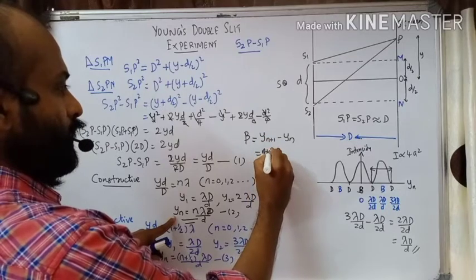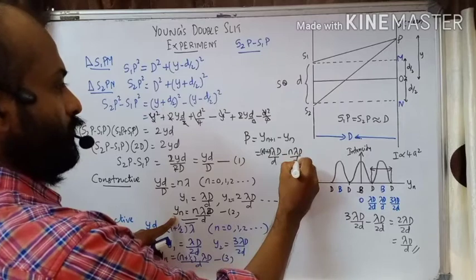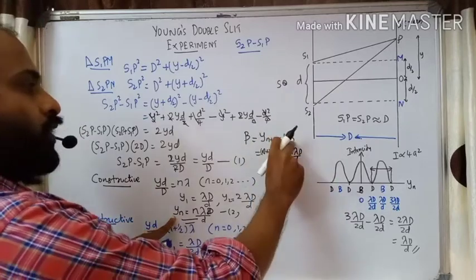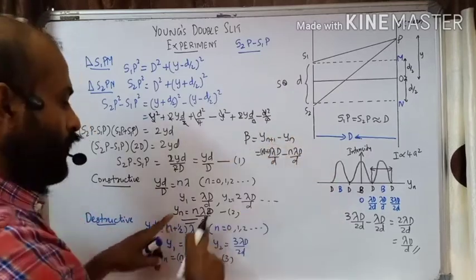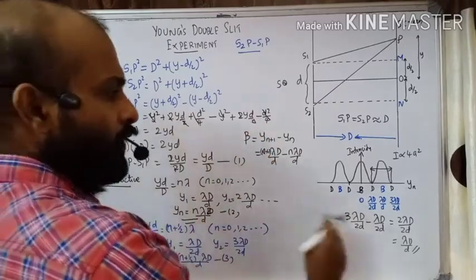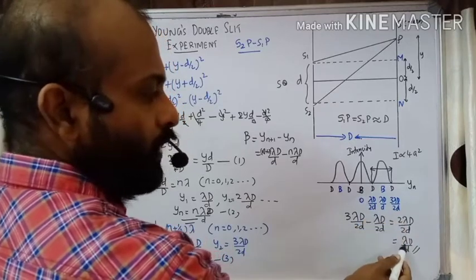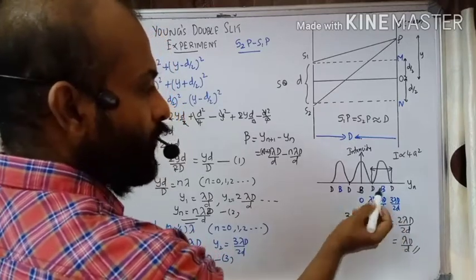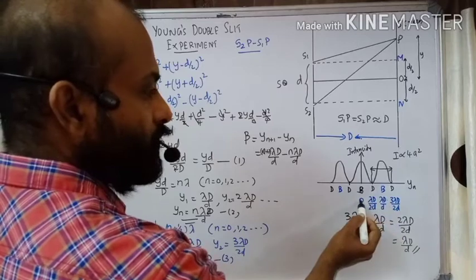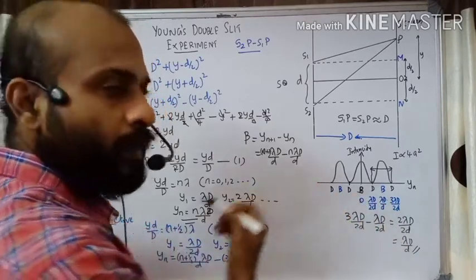(n+1)λD/d − nλD/d gives the distance between two consecutive bright bands. If you have to use the dark band, we have to use this equation. In both equations, when you subtract 3λD/2d − λD/2d, you get λD/d. If you subtract λD/d − 0, that is one bright band to the next bright band, again you will get the same answer.